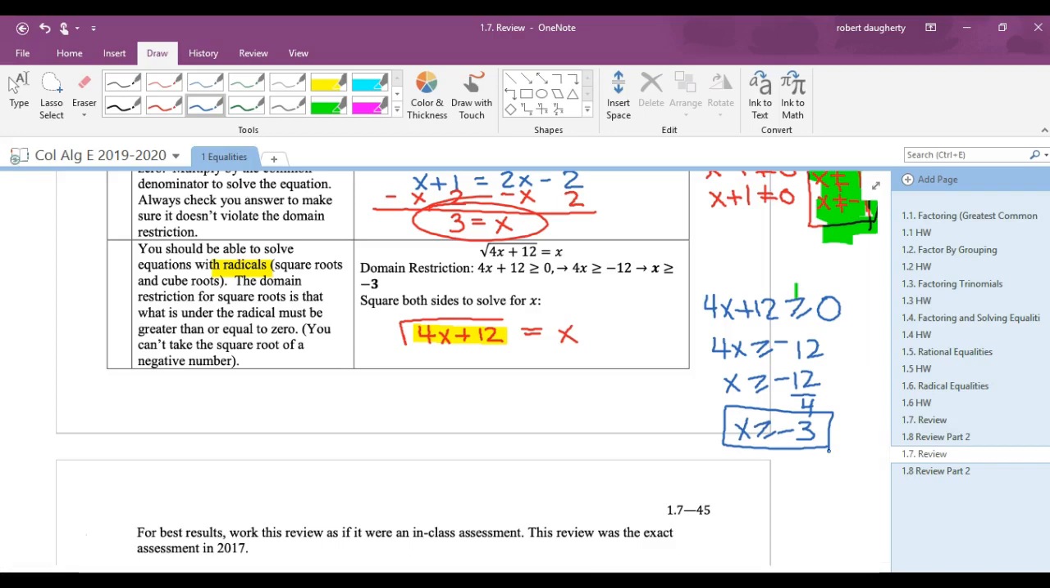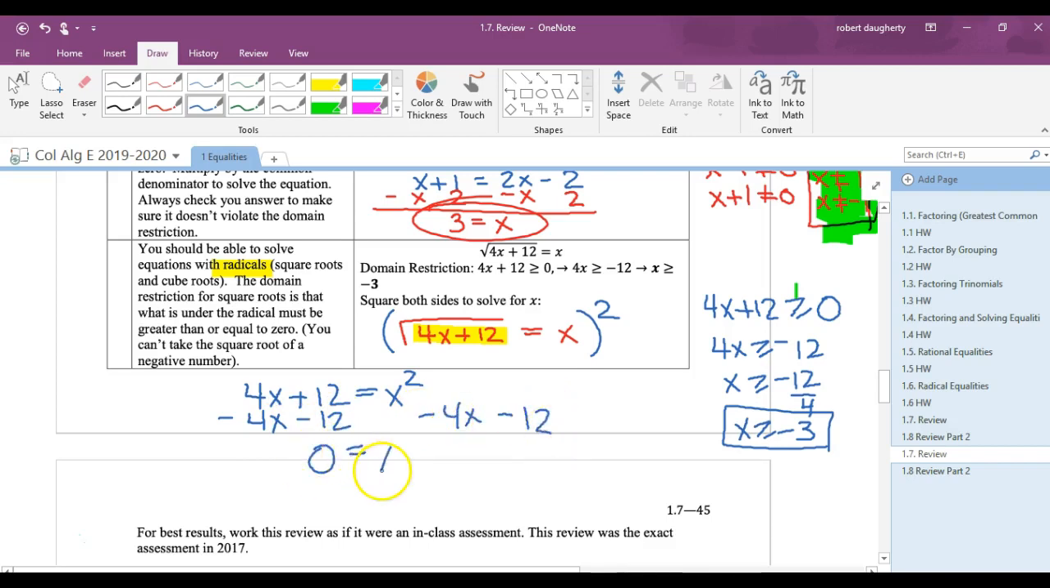Now, the way you solve this problem, since you see a square root, is you square both sides of the equation. And that gives you 4x plus 12 equal x squared. Now, to solve this problem, I really want it equal to 0. So if I subtract 4x and subtract 12, I get 0 equal x squared minus 4x minus 12.